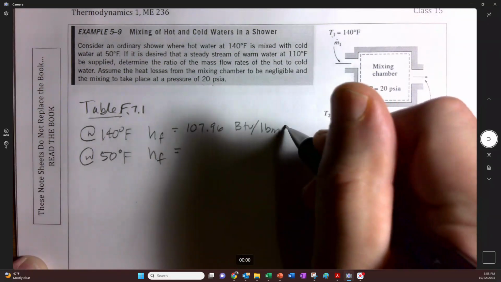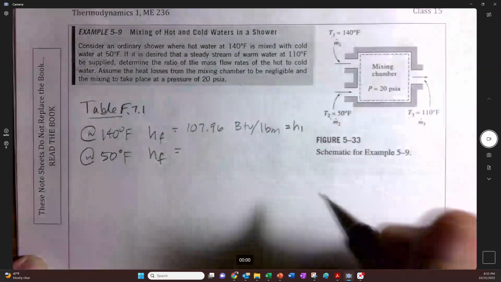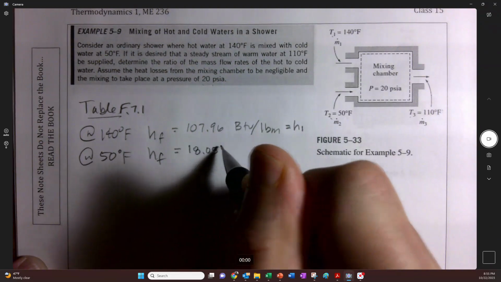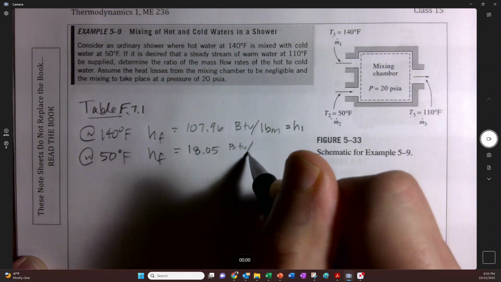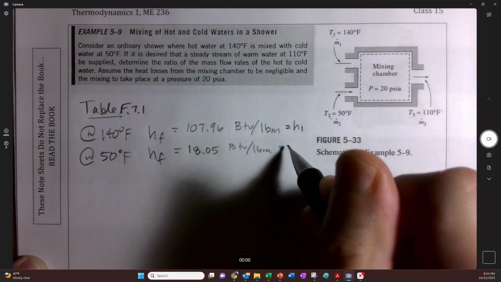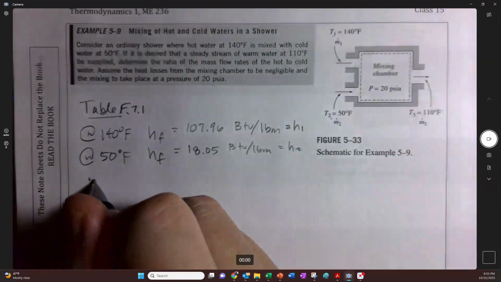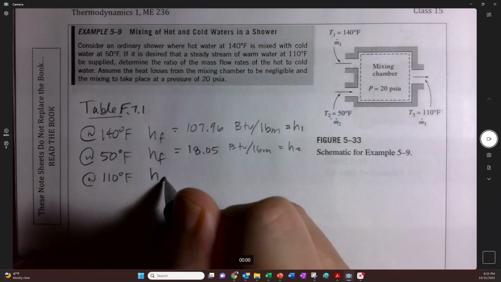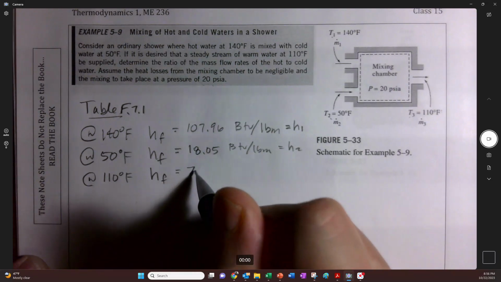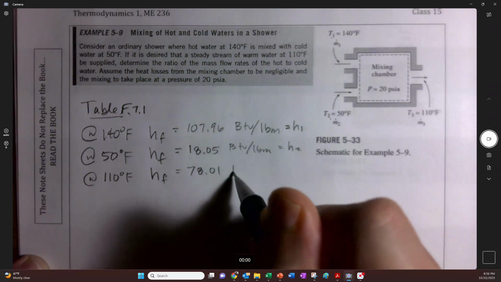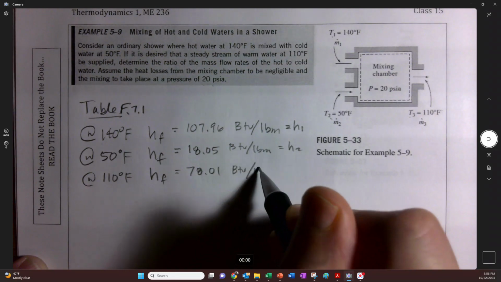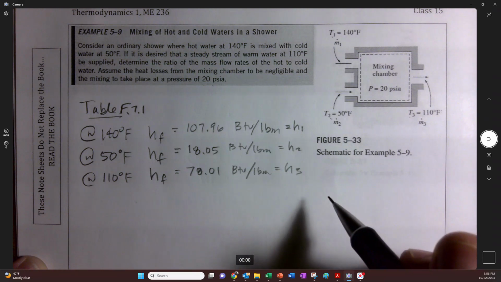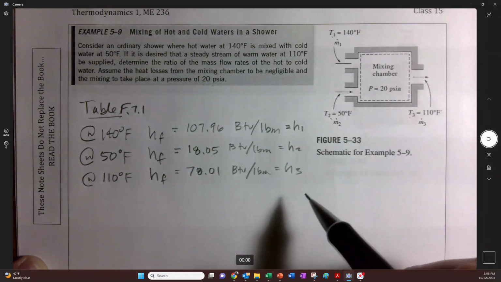So this is going to be h1 right here, and then 18.05 BTU per pound mass is h2. And at 110 degrees Fahrenheit, you get the fluid enthalpy of 78.01. You can look this up yourself to double check that I got it right. It does vary in some books.